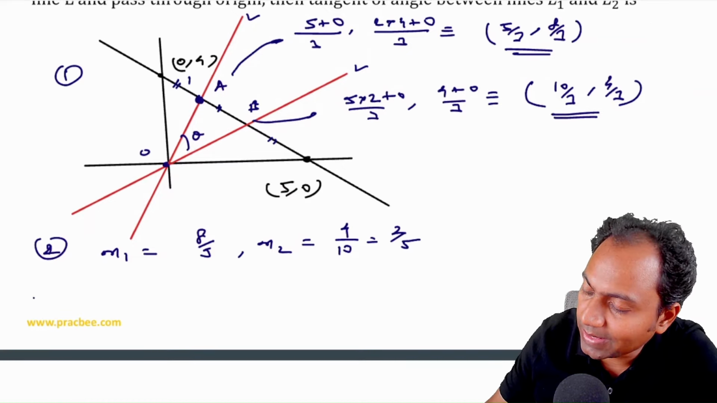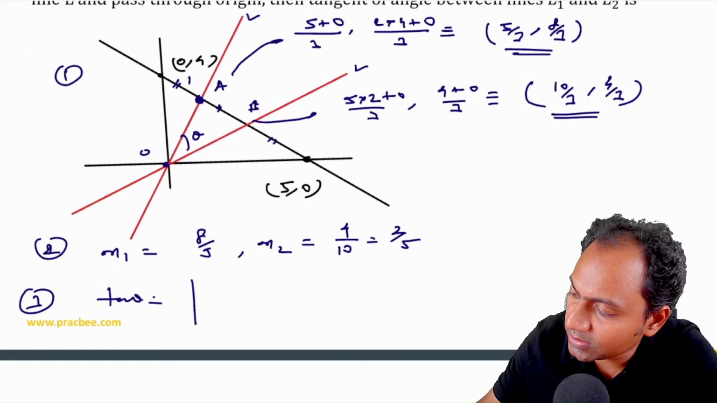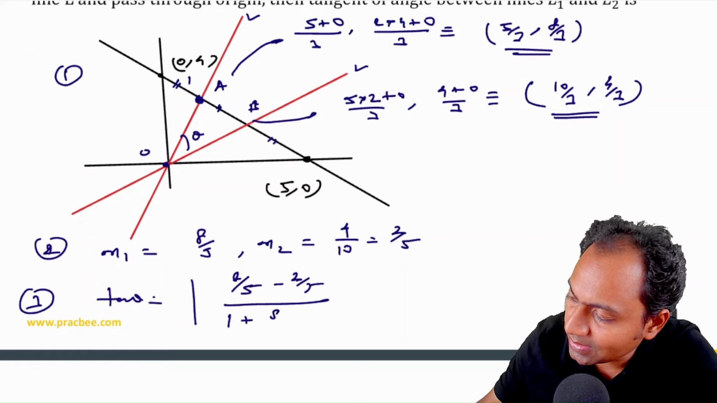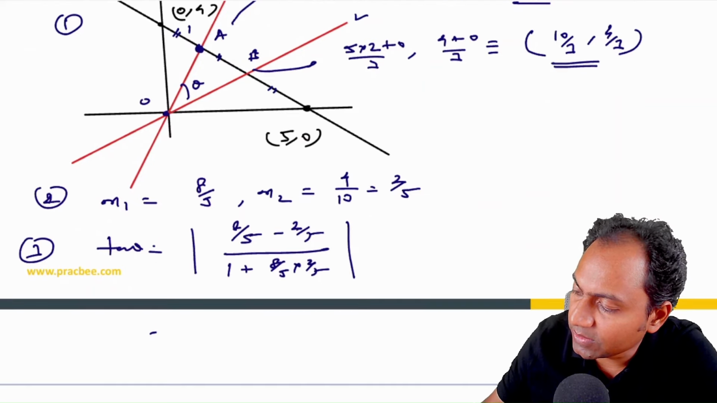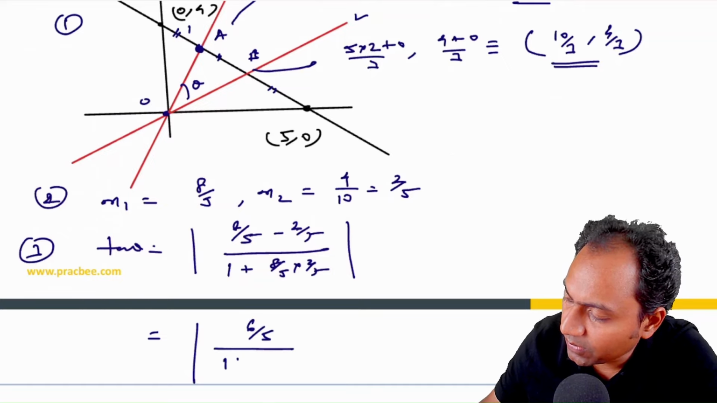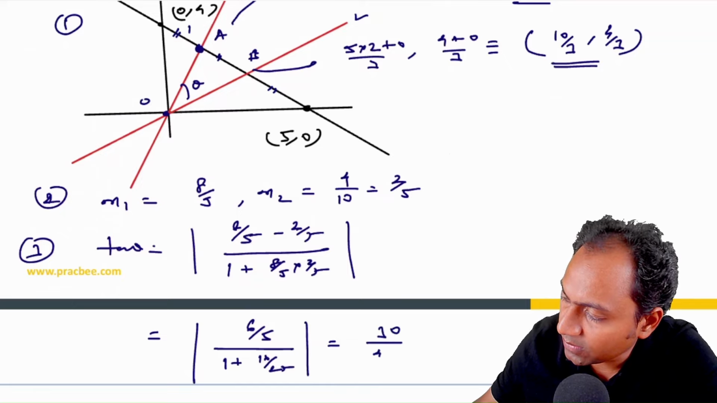If I apply the tan theta formula in the next part, it is nothing but mod of m1 minus m2 on 1 plus m1 m2. So 8 by 5 minus 2 by 5 on 1 plus 8 by 5 into 2 by 5. And if I simplify this, this comes out to be nothing but 6 by 5 by 1 plus 16 by 25. And if I simplify, this comes out to be nothing but 30 by 40.